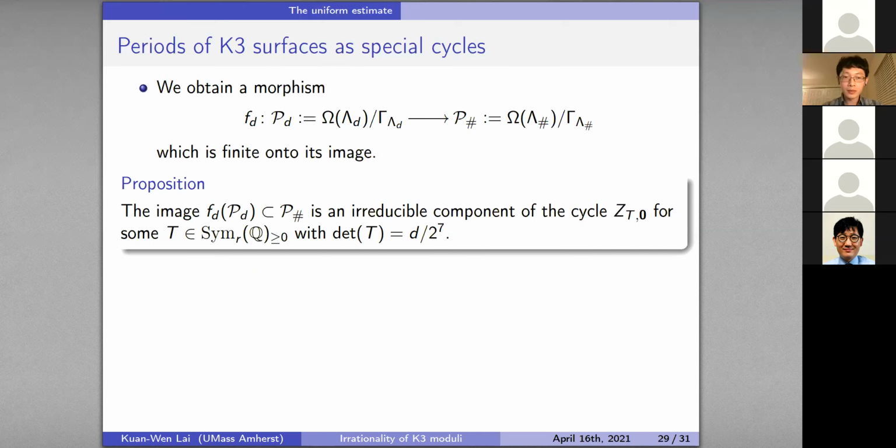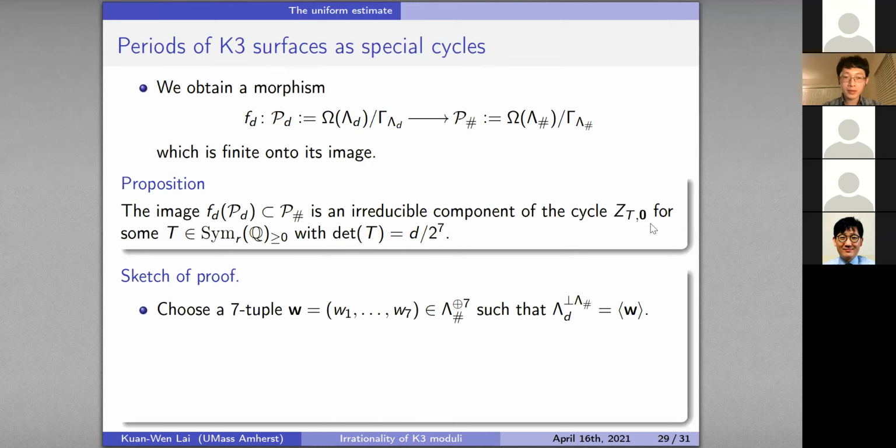Okay, so to see how this proposition is proved, let's choose a 7-tuple, (w_1, ..., w_7), where each w_i is a vector in the larger lattice Lambda sharp, such that their span is the orthogonal complement of the embedding of Lambda_D in Lambda sharp.